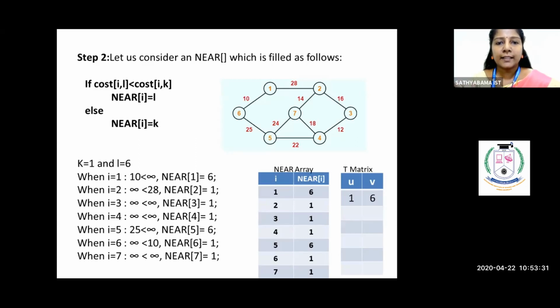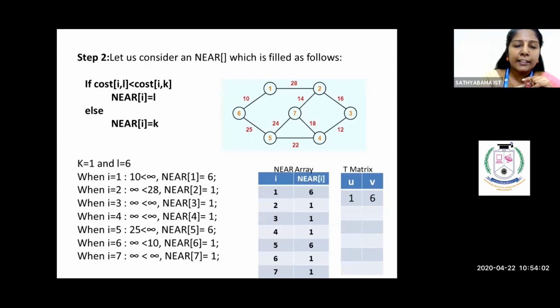What is the near array? This near array will tell us which edges are adjacent to the nearby edges. That is the purpose of using the near array. The size of the near array is equal to the number of vertices. Here the number of vertices is 7, so the number of entries in the near array is 7, and the indices are denoted as 1, 2, 3, 4 till 7.